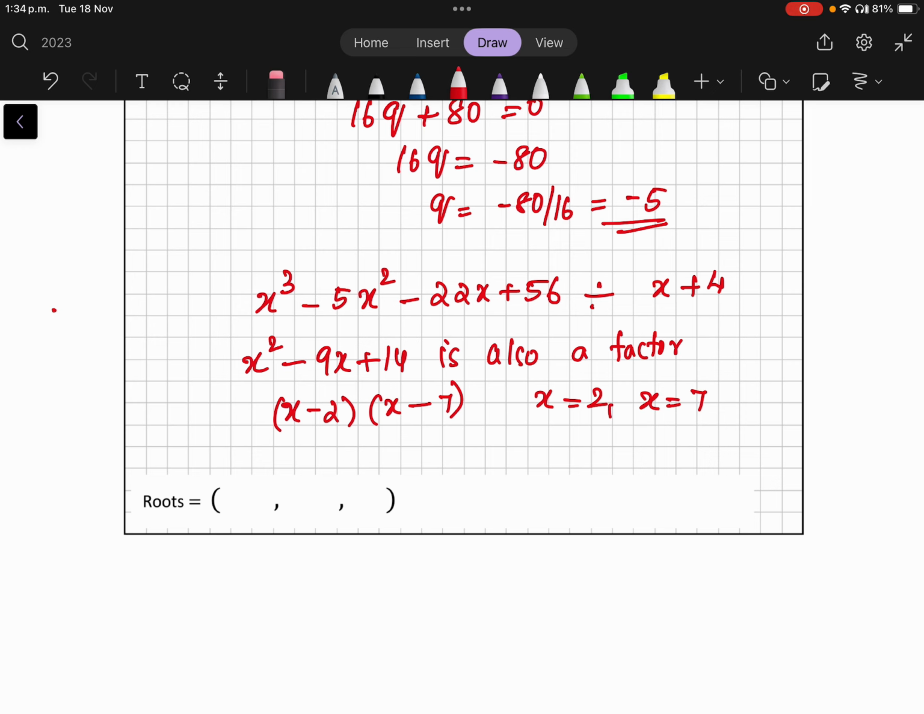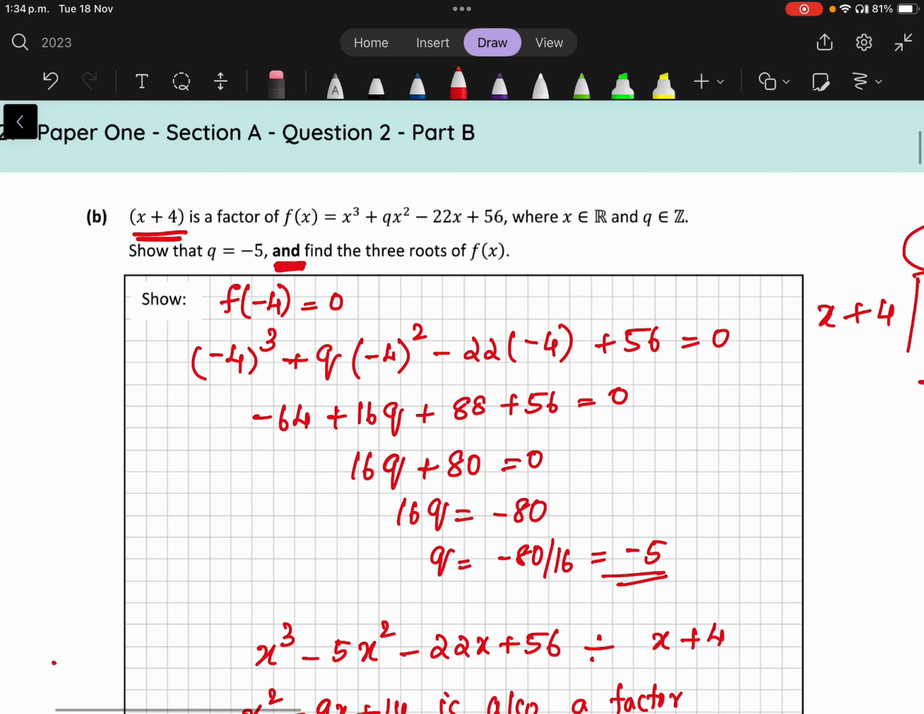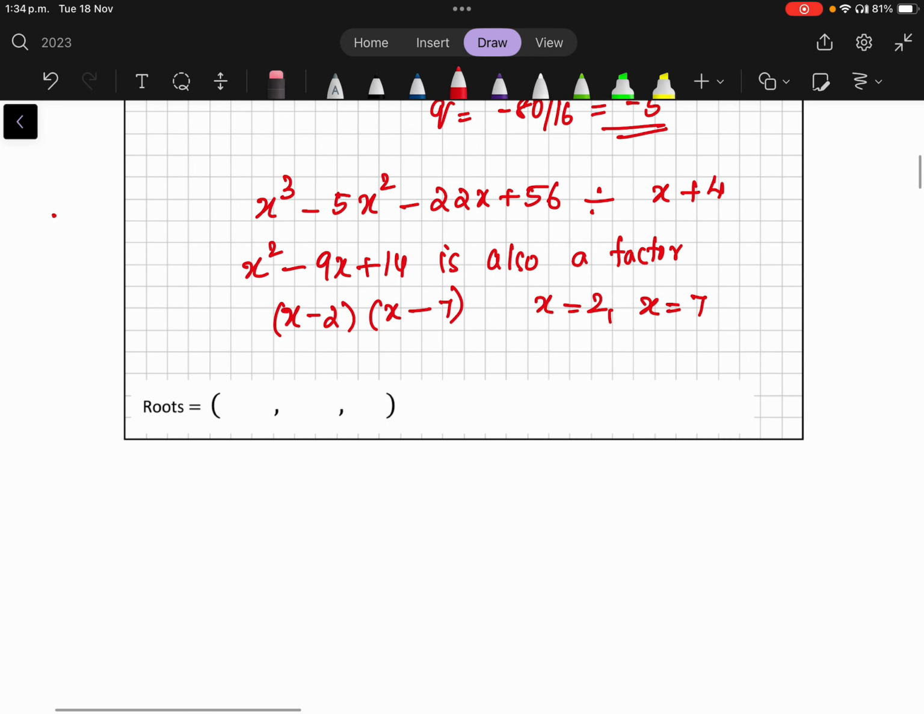So the roots will be, you have a root over here from x plus 4, so minus 4 is a root, and then you have 2, and then you have 7. So you can write all the roots over here.